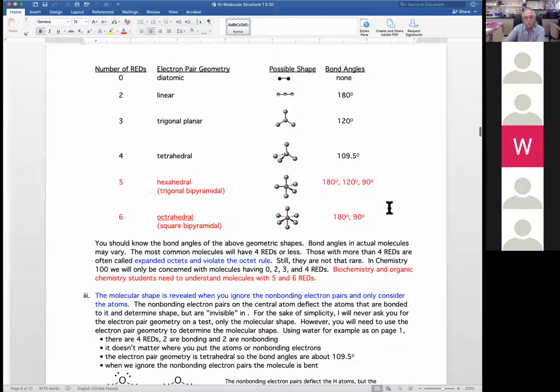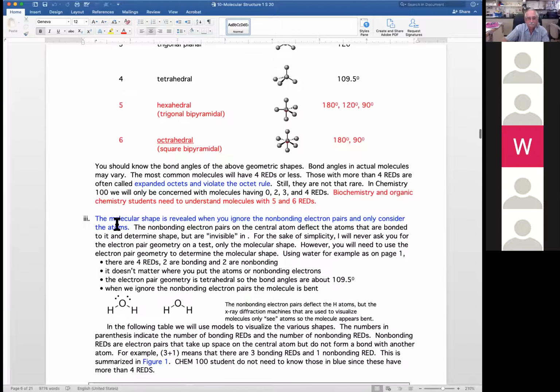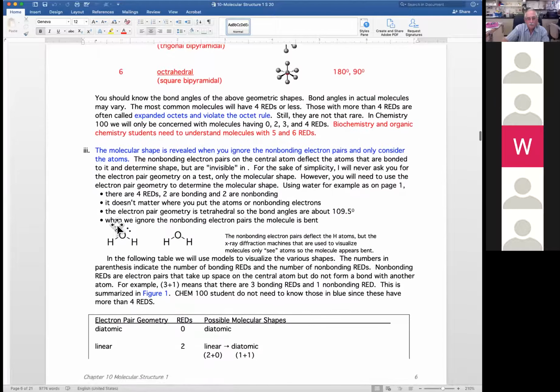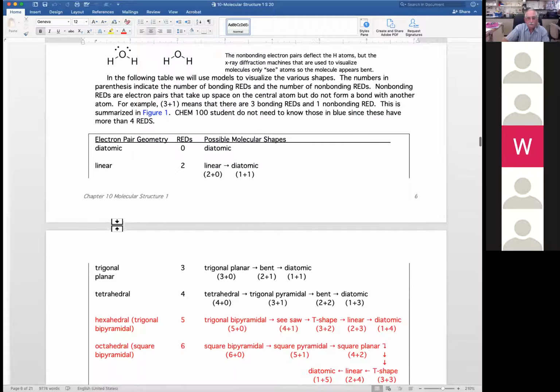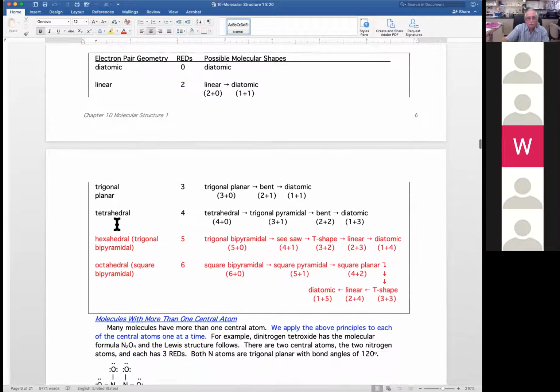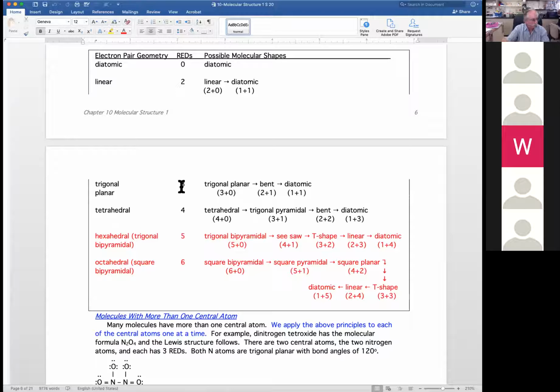These other ones in red do not meet the octet rule, so I'm not bothering you folks with it. The biochem students, I bother them with it. And then here's what happens if you start taking a model and you break it down. So for example, linear, let's see.